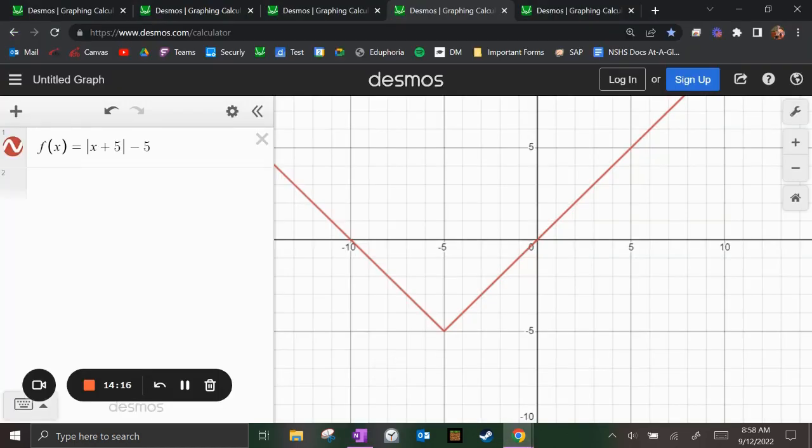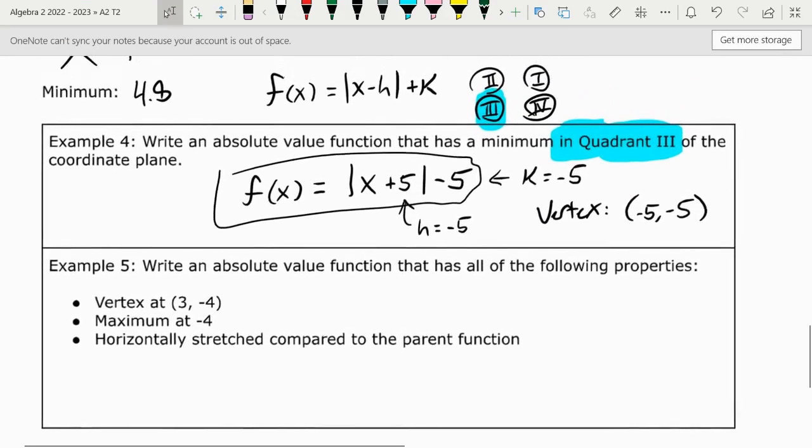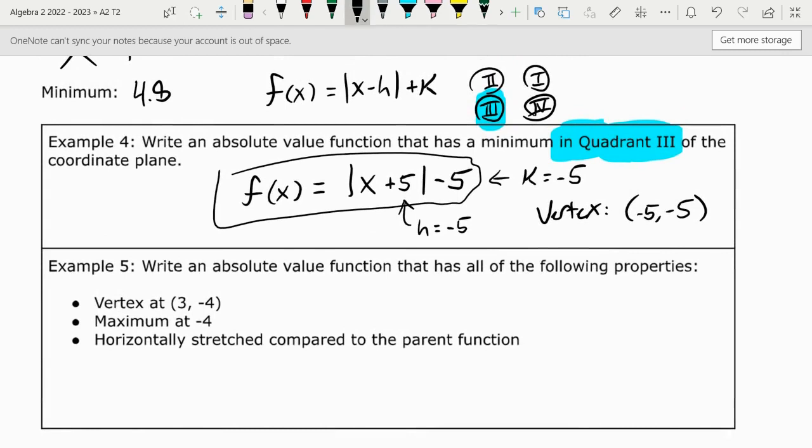Okay, the last one we're going to do is we're going to write an absolute value function where the vertex is at 3, negative 4. I'll write h and k next to these right away. It says it has a maximum at negative 4, which means that it's going to be pointing down if it has a maximum. Okay, and then it's horizontally stretched compared to the parent function. So we want this to be kind of wide, or at least wider than the parent function. So we're going to try to stretch it out, and we're going to see what numbers work for that.